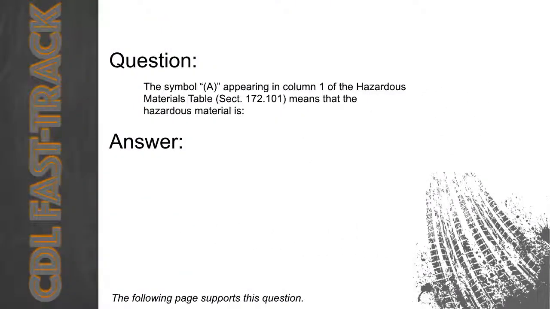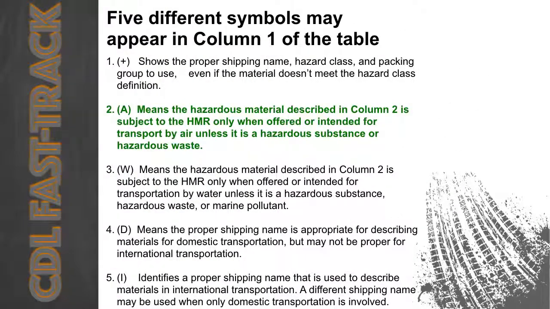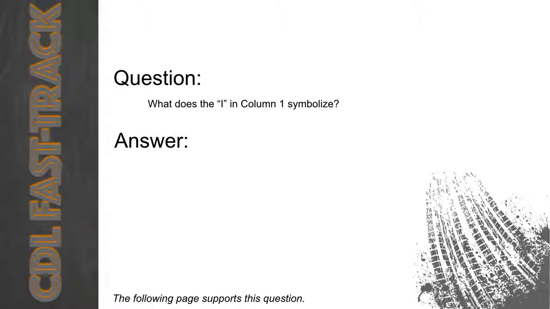The symbol A appears in column 1 of the Hazardous Materials Table, section 172.101, means that the hazardous material is subject to the HMR only when offered or intended for transport by air unless it is a hazardous substance or hazardous waste. What does the I in column 1 symbolize?